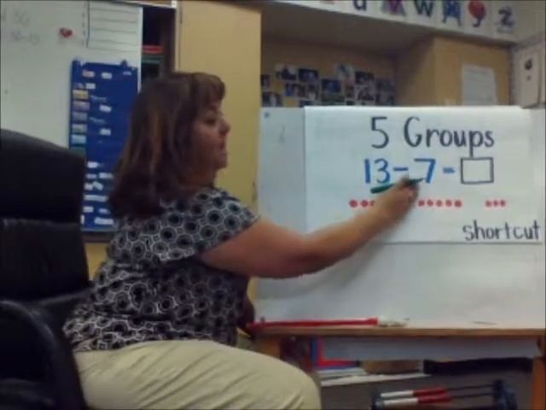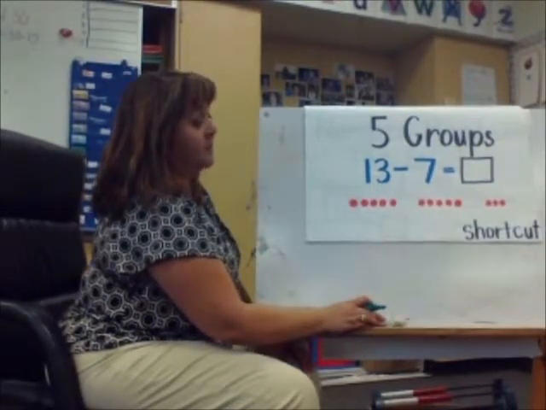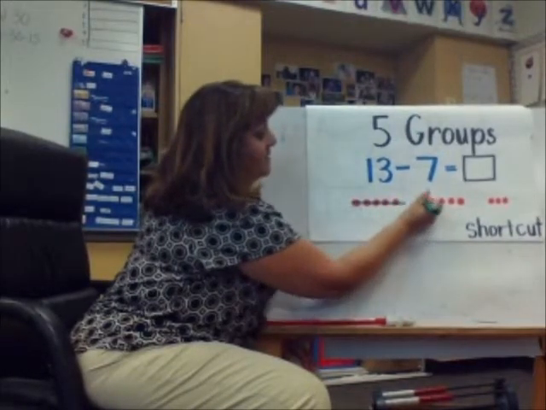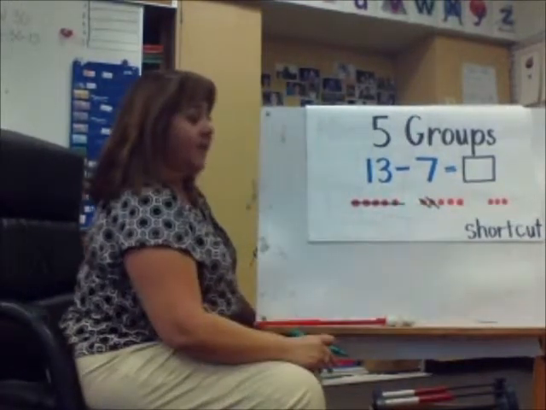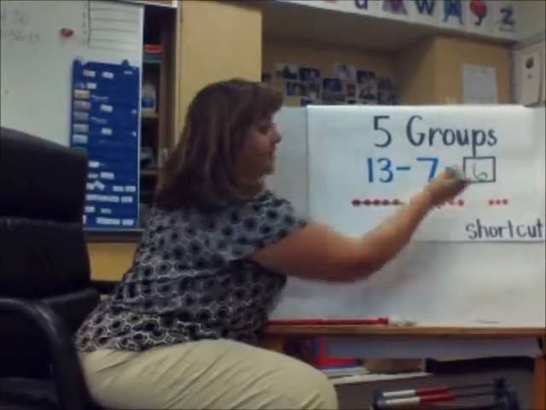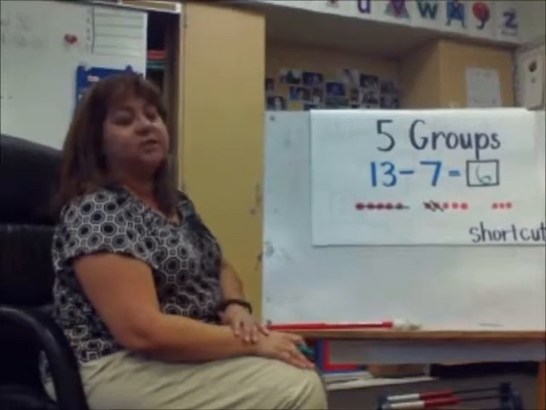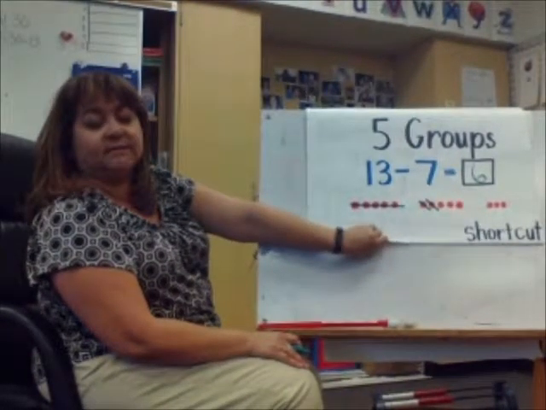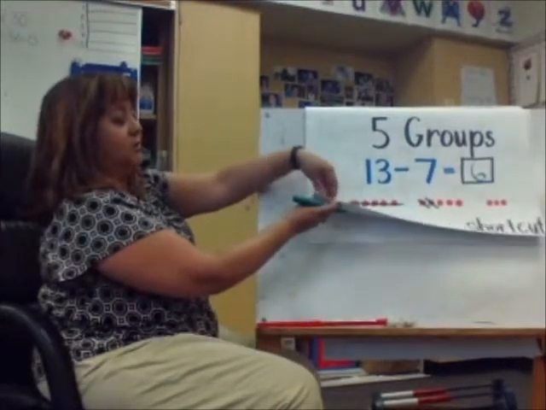So if we're doing 5, take away 7, we say 5, 6, 7. And that leaves 6 left here. This is a quicker way to do it. It saves a step, and that's the first of the harder strategies we learn.